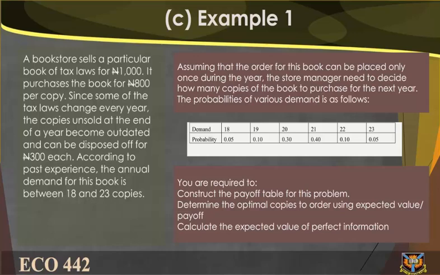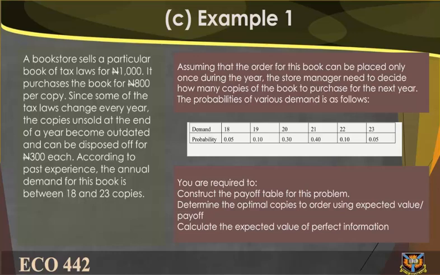C. Example 1. A bookstore sells a particular book of tax laws for 1,000 naira. It purchases the book for 800 naira per copy. Since some of the tax laws change every year, the copies unsold at the end of a year become outdated and can be disposed of for 300 naira each. According to past experience, the annual demand for this book is between 18 and 23 copies. Assuming that the order for this book can be placed only once during the year, the store manager needs to decide how many copies of the book to purchase for the next year.